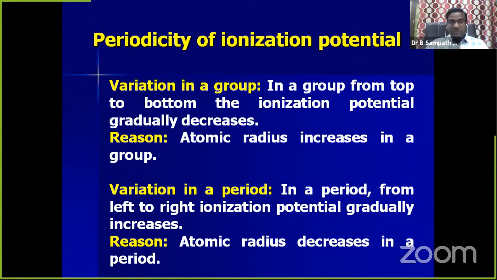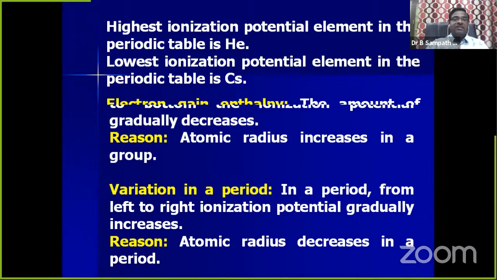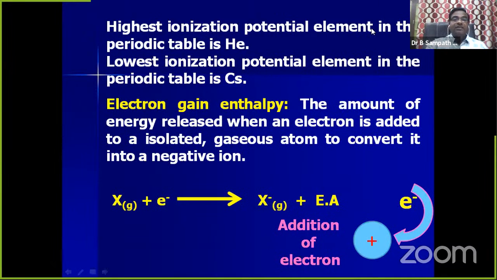Okay, children, the element with the highest ionization potential in the periodic table is helium, because it is at the top right corner of the periodic table and has the least size. That's why it has the highest ionization potential. And the element with the lowest ionization potential is cesium. Why? It is at the bottom left of the periodic table and has the most size. That's why the IP values are less.